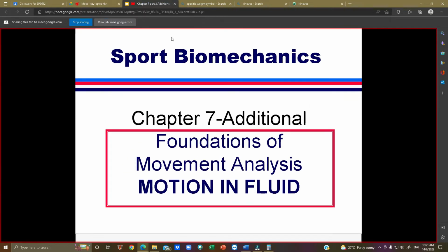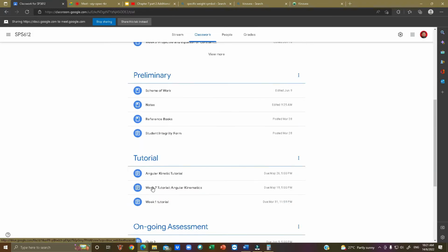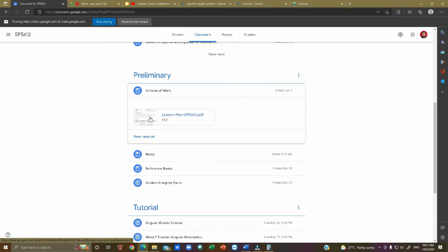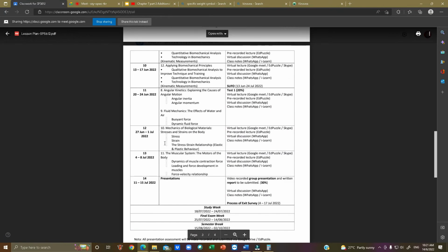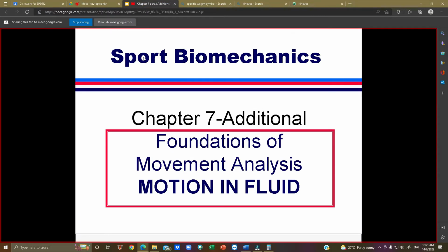Okay, so today's topic is a continuation of our topic last week. Okay, last week kita belajar tentang impulse. Okay, angular impulse, angular kinetics, angular momentum, angular impulse, and also what we call it, moment of inertia. So today's topic is the continuation for kinetics. Okay, and it's about motion in fluid, pergerakan di dalam benda lir.